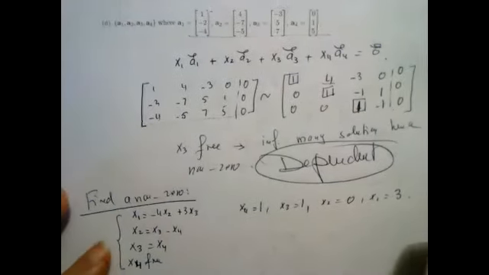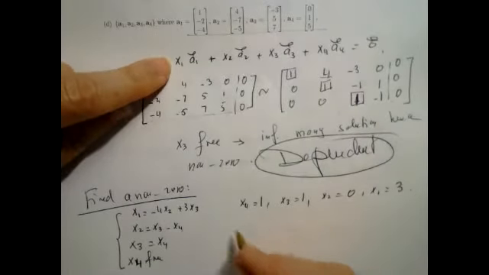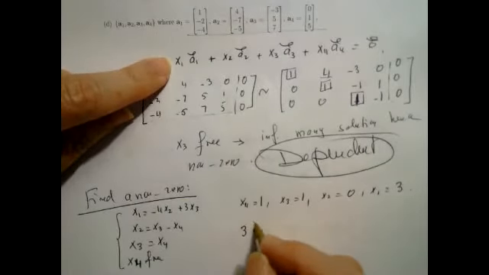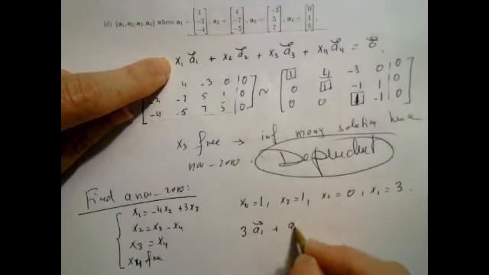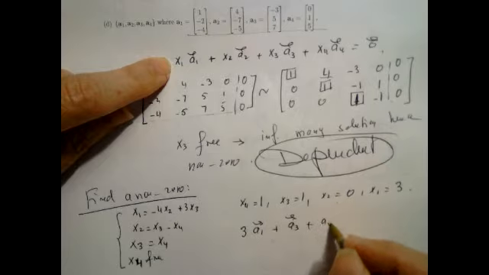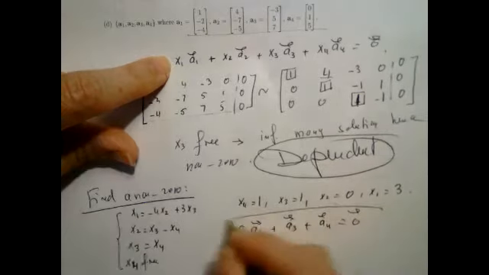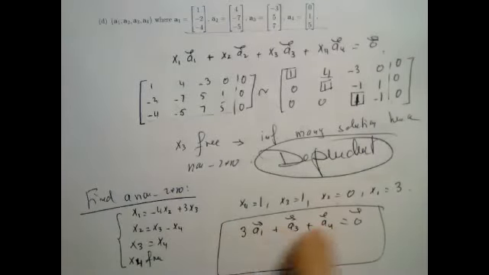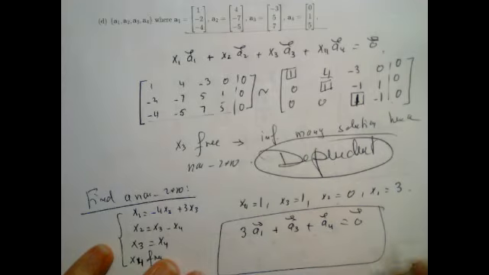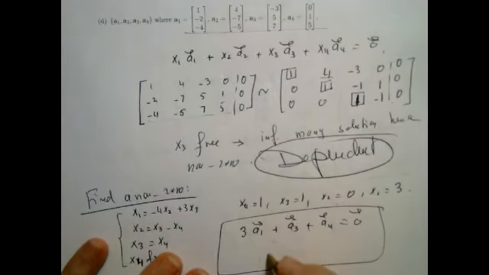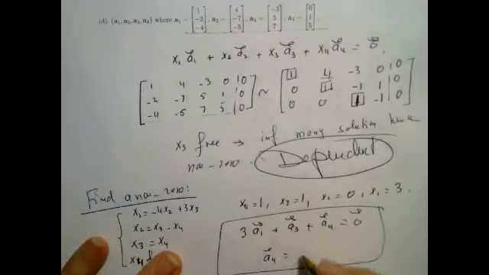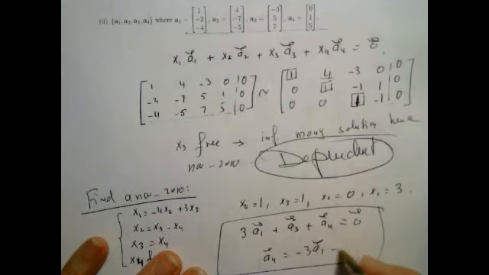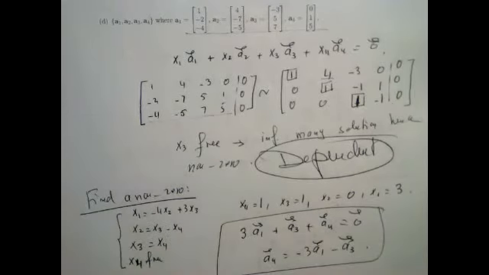What does this mean? It means if I plug them back here, 3a1 plus 0a2 plus a3 plus a4 is equal to 0. Dependence allows me to find this relation. If they are independent, I cannot find those weights; only 0 will do. So now I can express one. I can write any one you want, so a4 will be minus 3a1 minus a3.